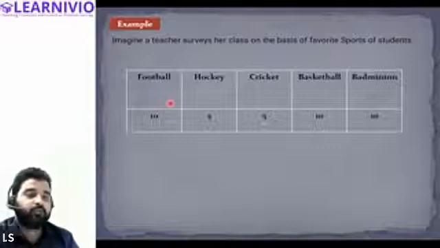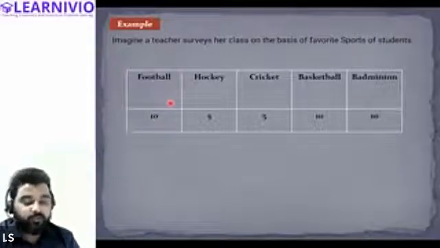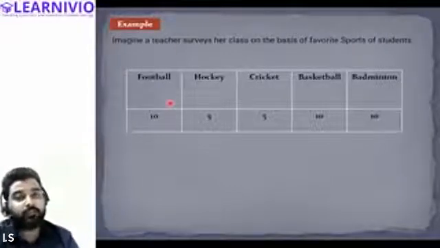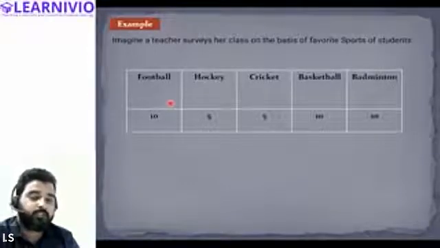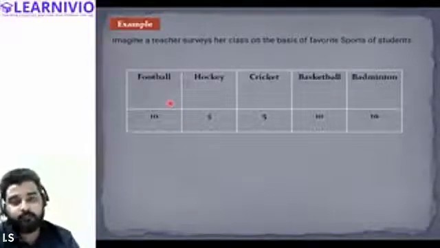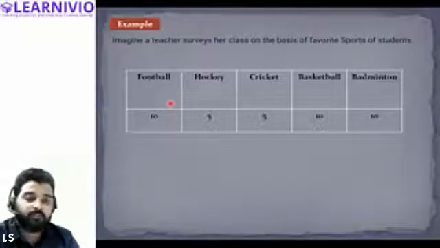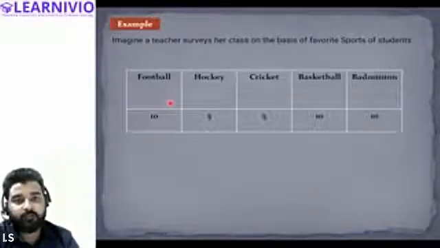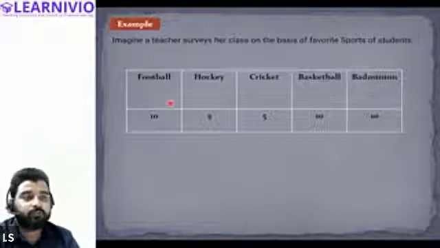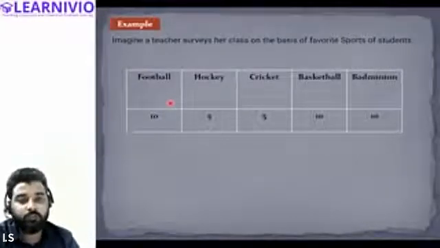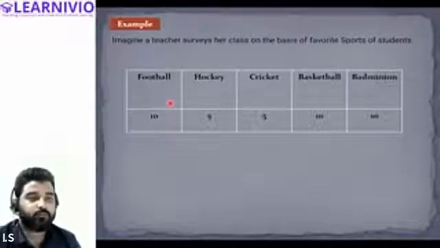So first of all we convert the data into percentage. Then on the basis of percentage, we convert it into degrees. And on the basis of the degrees, we prepare the pie diagram. So this is the information. Let's convert it first into percentage. Let me show you how it is done.